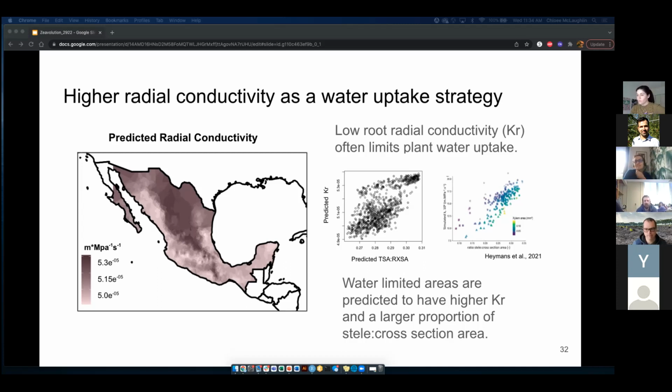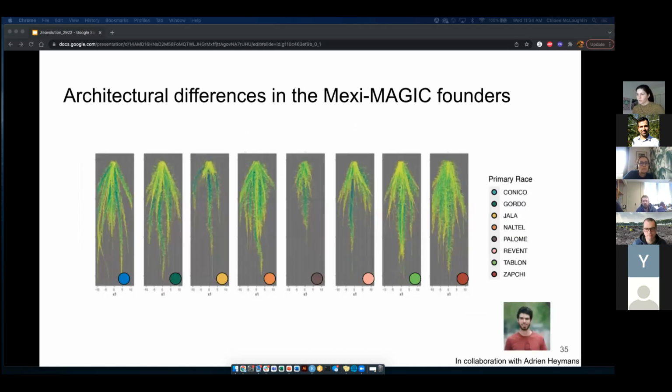And perhaps just a comment there is that one of our motivations for doing this type of work is to parameterize downstream structural functional models where we can actually see how these root systems are performing, at least in silico. Then we can vary water and other resources in the soil and see how they impact what's going on.